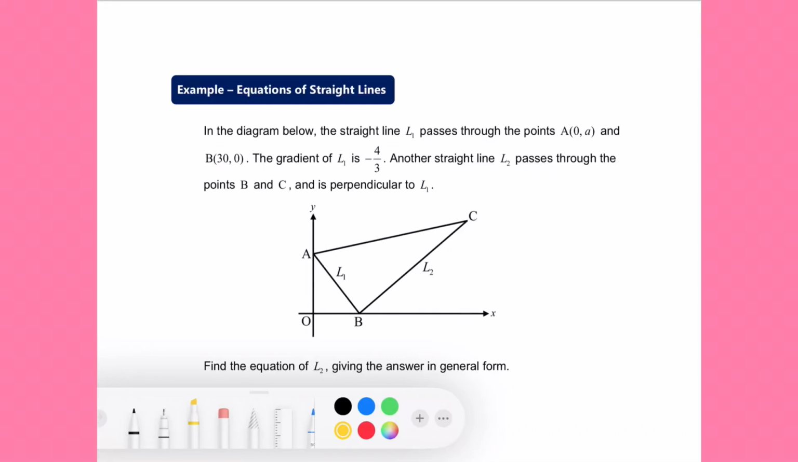Let's have a very quick review about the properties of perpendicular lines as well as the best way to find the equation of straight lines. We can first refer to this scenario: we have the first straight line L1 passing through the points A and B. Let's highlight this one as well.